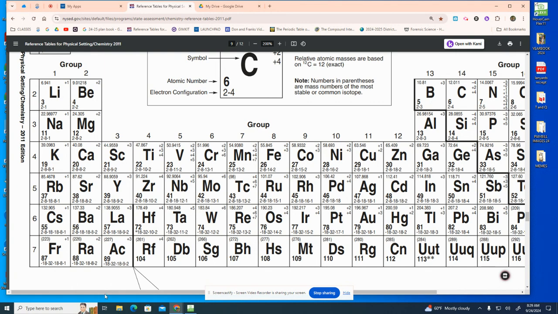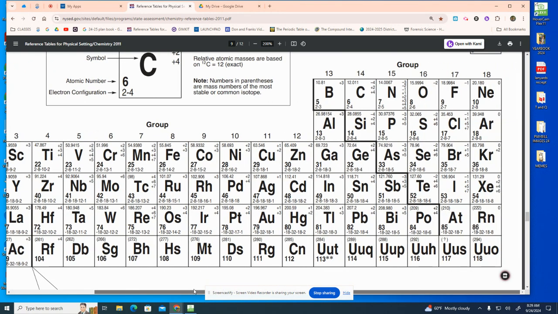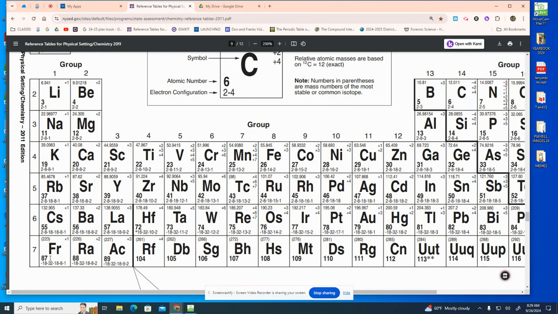87 protons. Where is 87? Oh, here it is. Francium, right? And you have 86 electrons. What's your charge? Jacob, do you know? What is it? +1. You are on the ball. Good job.